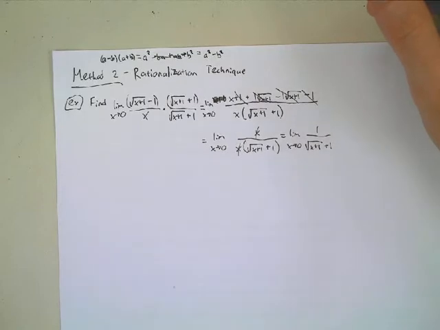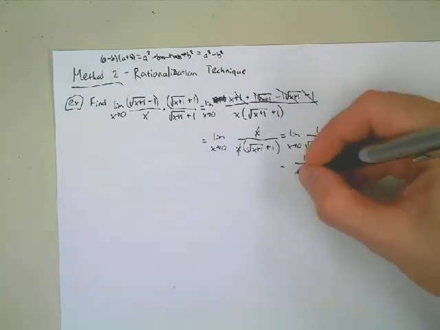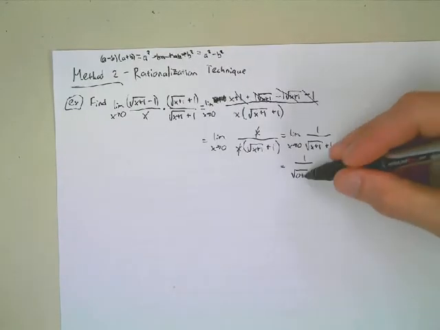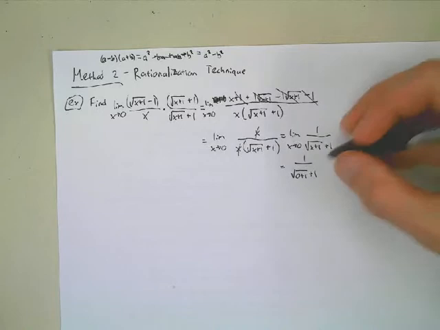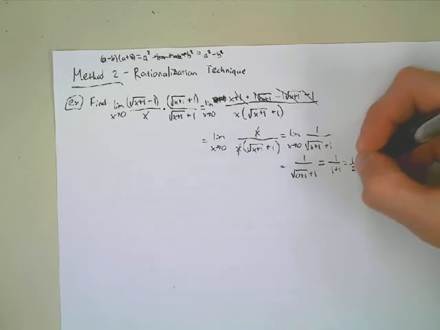Okay, last step here, what do we got to do? Now we can direct substitute. And now I can drop the limit because I'm direct substituting. So I get square root of 0 plus 1, so 0 plus 1 is 1, square root of 1 is 1. So I get 1 over 1 plus 1, which is 1/2. We did it. Nice.